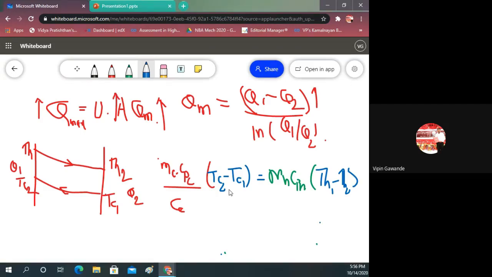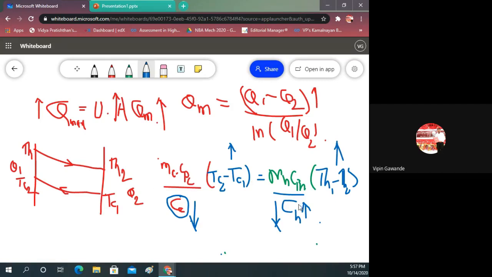Now, suppose we consider this is Cc and this is Ch. If this Cc is minimum and this Ch is maximum, then to maintain the equality of this equation, this temperature difference must be maximum. If Ch is minimum in the problem, then the hot fluid temperature difference must be maximum to maintain the equality.